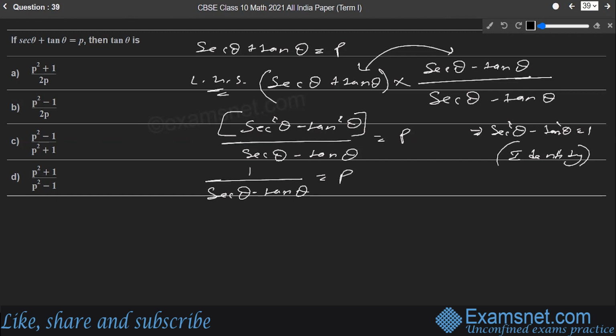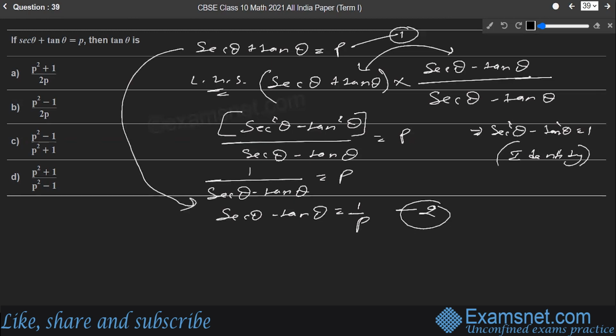Okay. Now, by this we can say sec theta minus tan theta is equal to 1 upon P, the multiplicative inverse of it. Now, let us name these equations. Let us have this as the second equation, and the first one that we wrote here is the first equation. So using these two equations, sec theta plus tan theta and sec theta minus tan theta, we are subtracting, 2 minus 1, like that.